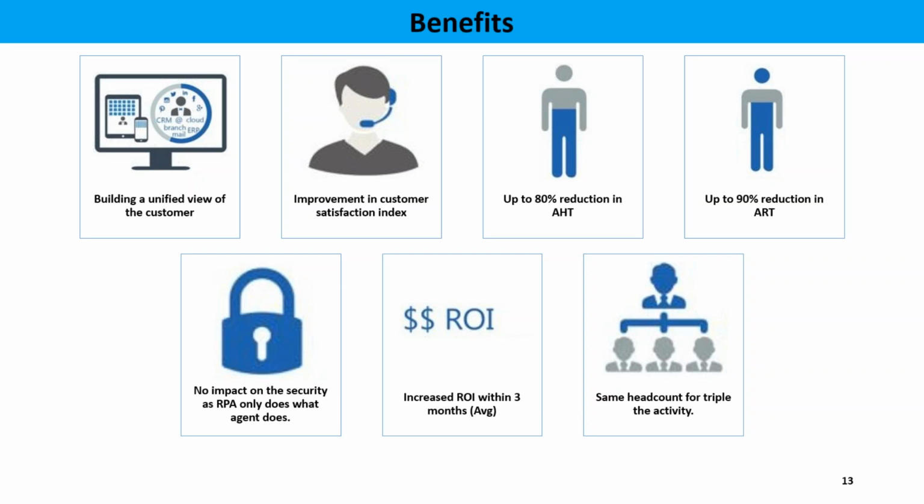No impact on the security, as RPA only does what an agent does. That means if agents are opening any of the applications, they are logging in by using the credentials. So whatever the agents are doing, the same thing will be replicated by the robots, right? So for an agent you need the user ID and password, and for robots you have to put the user ID and password, correct? So there will not be any kind of security breach here, because no one will be communicating with where the password is stored.